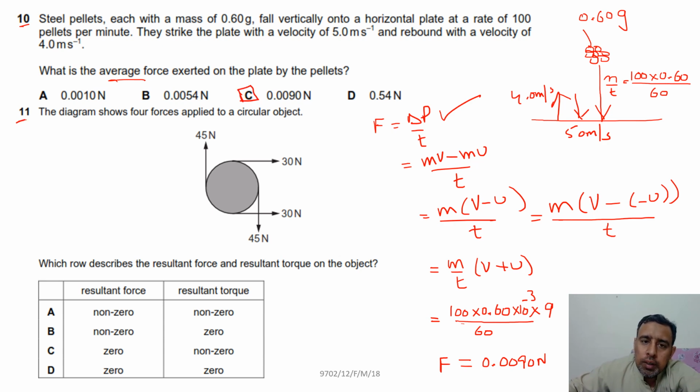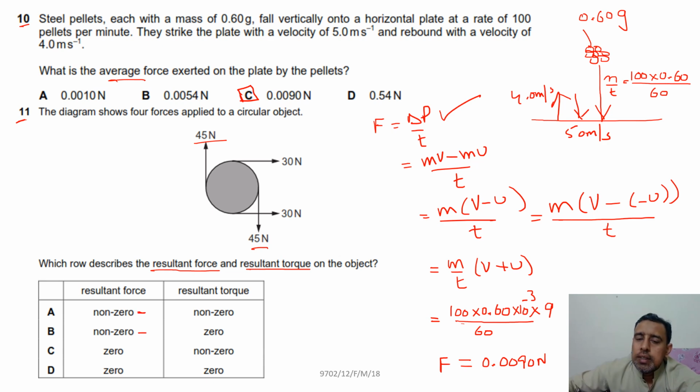Moving towards question number 11. Which row describes the resultant force and the resultant torque? For the resultant force, we check whether the sum of upward forces is equal to the sum of downward forces. The upward force is 40 and the downward is 45. And the sum of rightward forces should be equal to the sum of leftward forces, but on the right we have a total of 60 Newton and on the left we have no force. So the resultant force is non-zero, option A and B.